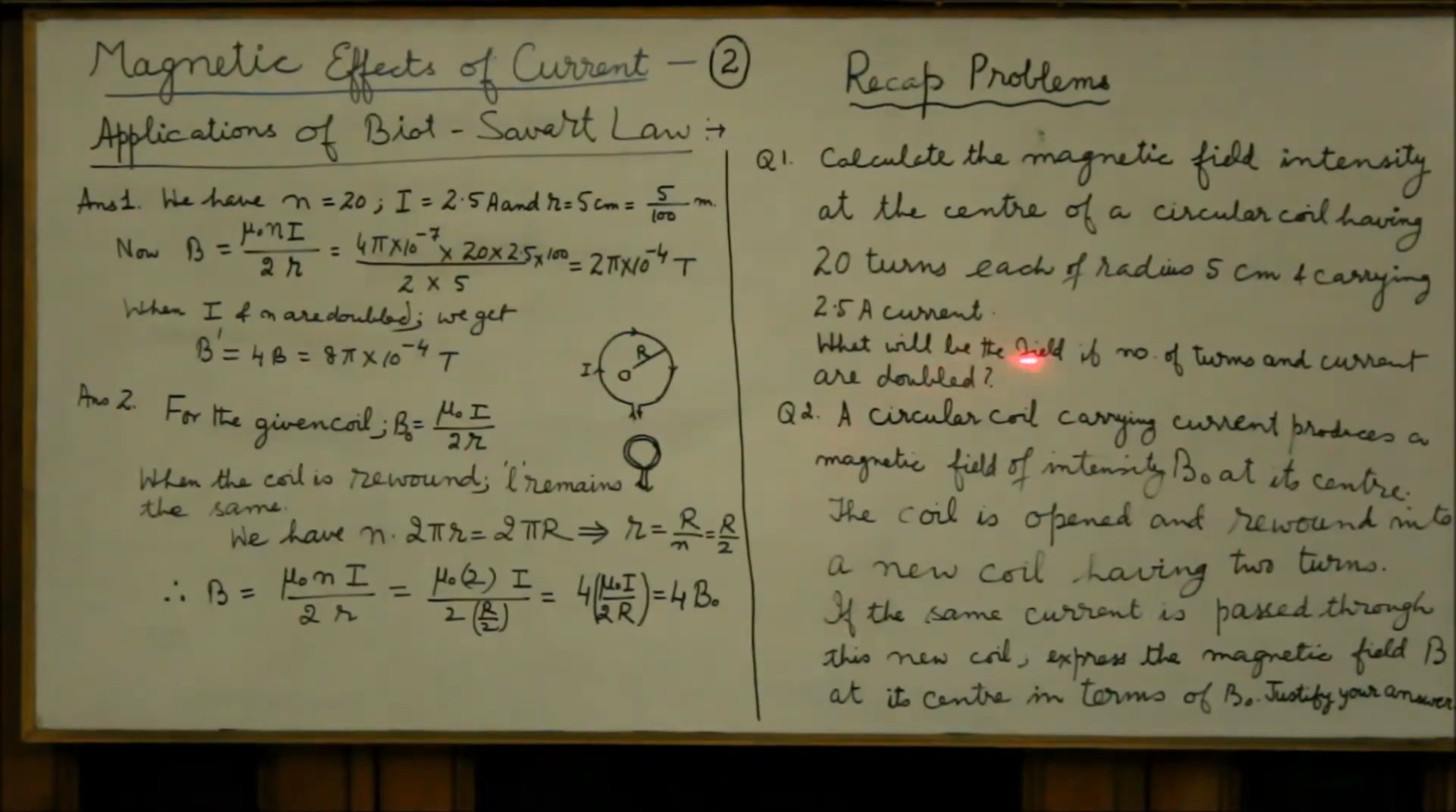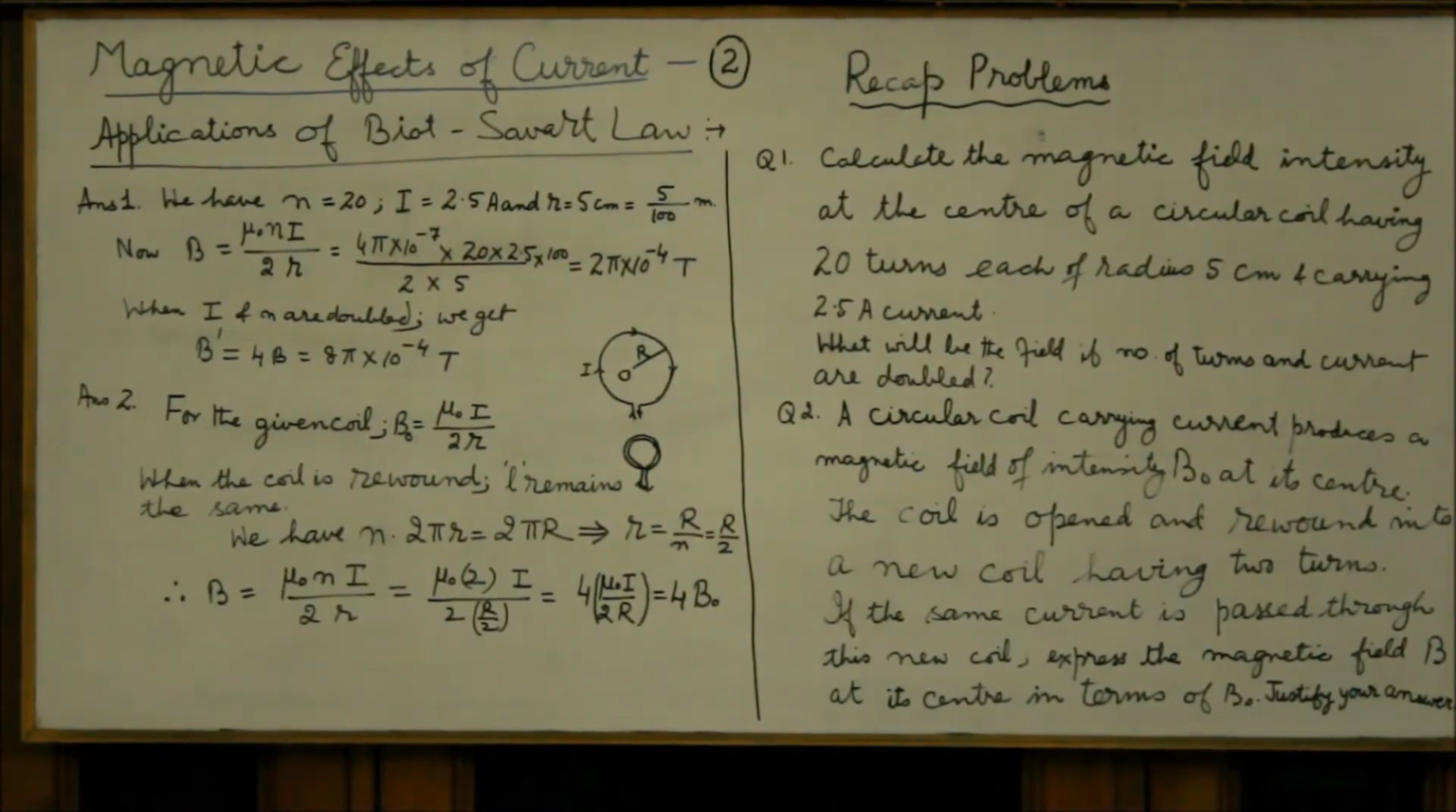Now for the second part, if the number of turns and current are doubled, you can see from this relation that n and I each are doubled. So 2n into 2I will make it 4B. So this field will become 4 times, B dash, the new field, equal to 4B equal to 8 pi into 10 to the power minus 4 Tesla.